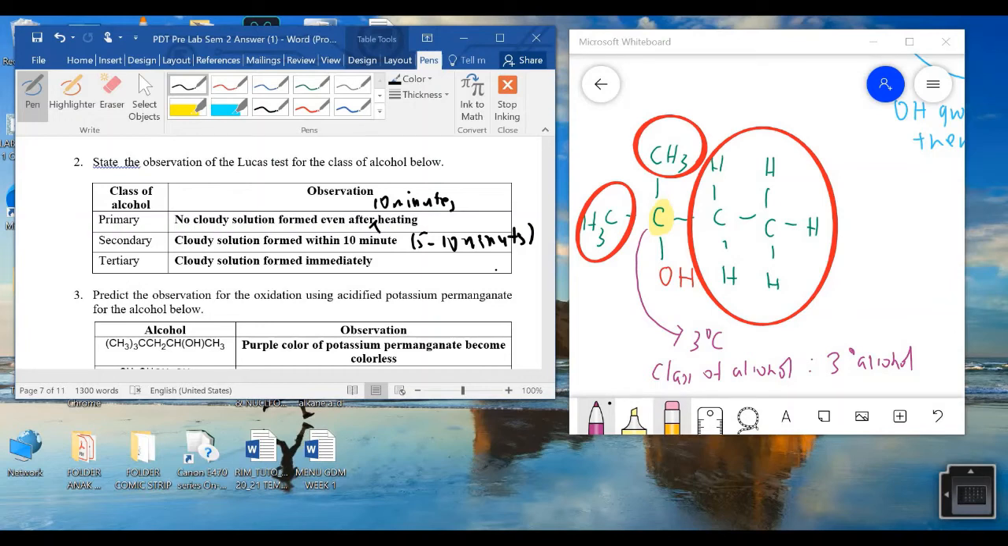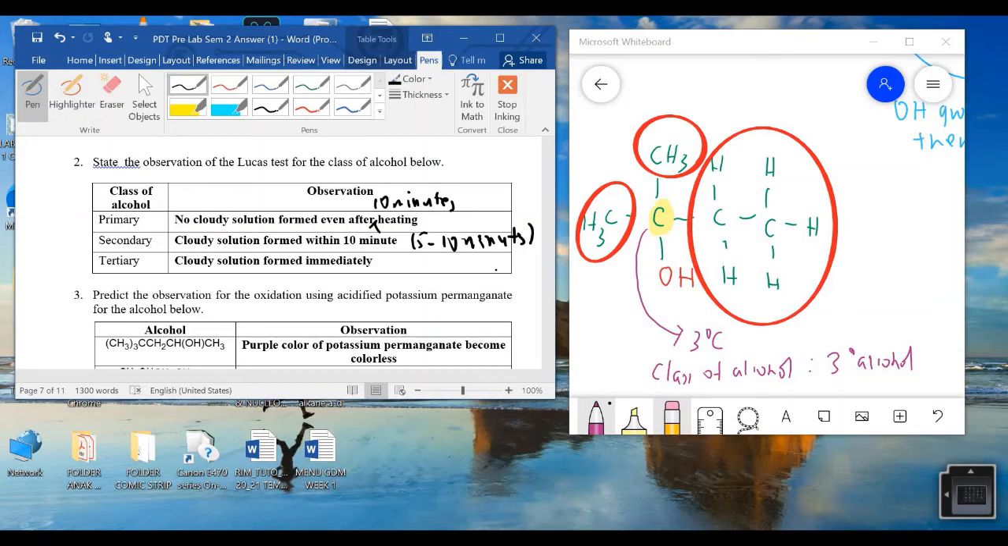Untuk tertiary alcohol, solution turns cloudy immediately. Tertiary alcohol, you put sahaja drops of Lucas, zap, dia terus tukar dapat cloudy. So it's very immediately. So berdasarkan this observation, kita tahulah bahawa kalau tertiary, cloudy solution will form immediately. Kalau secondary, selalunya dalam range 5 to 10 minutes the cloudy solution will form. Kalau primary, tak ada cloudy solution form even after 10 minutes heating.